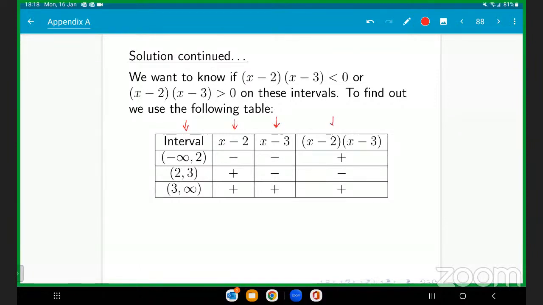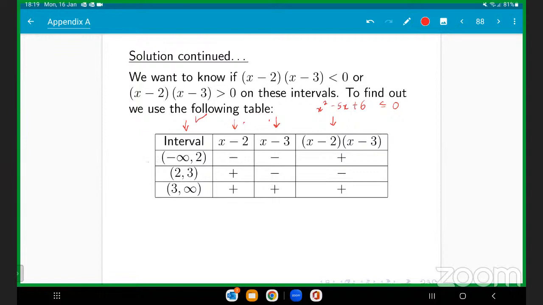Remember, this final column here is our given expression, x squared minus 5x plus 6. And remember, we are solving the inequality where this expression is less than or equal to 0. So we begin by filling in this interval column, and then we check each factor. We check the sign of each factor according to that particular interval.